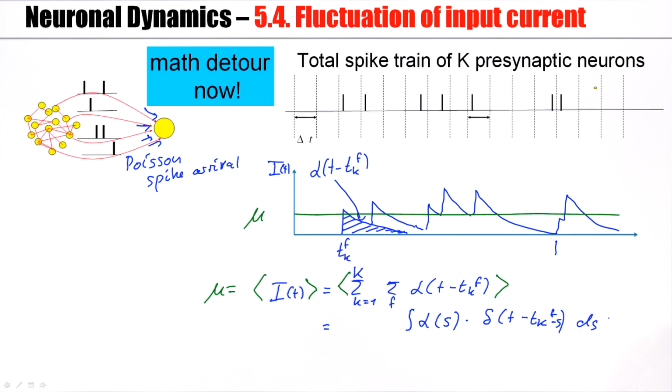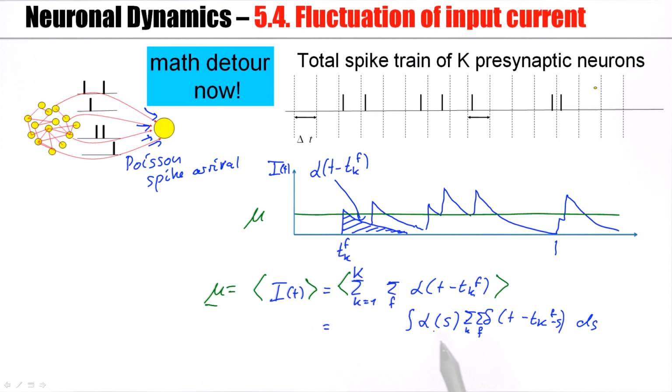So if I integrate this delta function, I'm back to the situation here. Well, the summation signs can go inside, so I have here sum over k, sum over f. Now let's add the averaging signs. I'm interested in the mean current, mu.